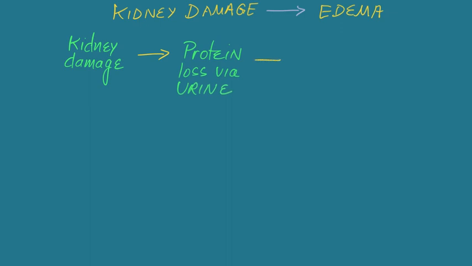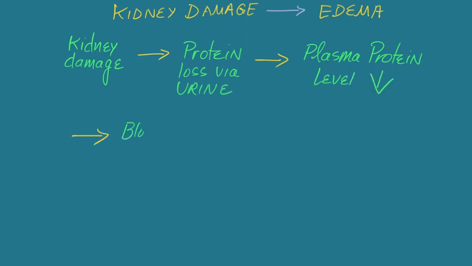So when proteins are lost, the levels of plasma proteins go down because urine is really filtered blood. So when the proteins are lost, the proteins in the blood are lost as well. So plasma protein level goes down. When that goes down, the osmotic pressure in blood goes down as well. So the blood colloidal osmotic pressure decreases.